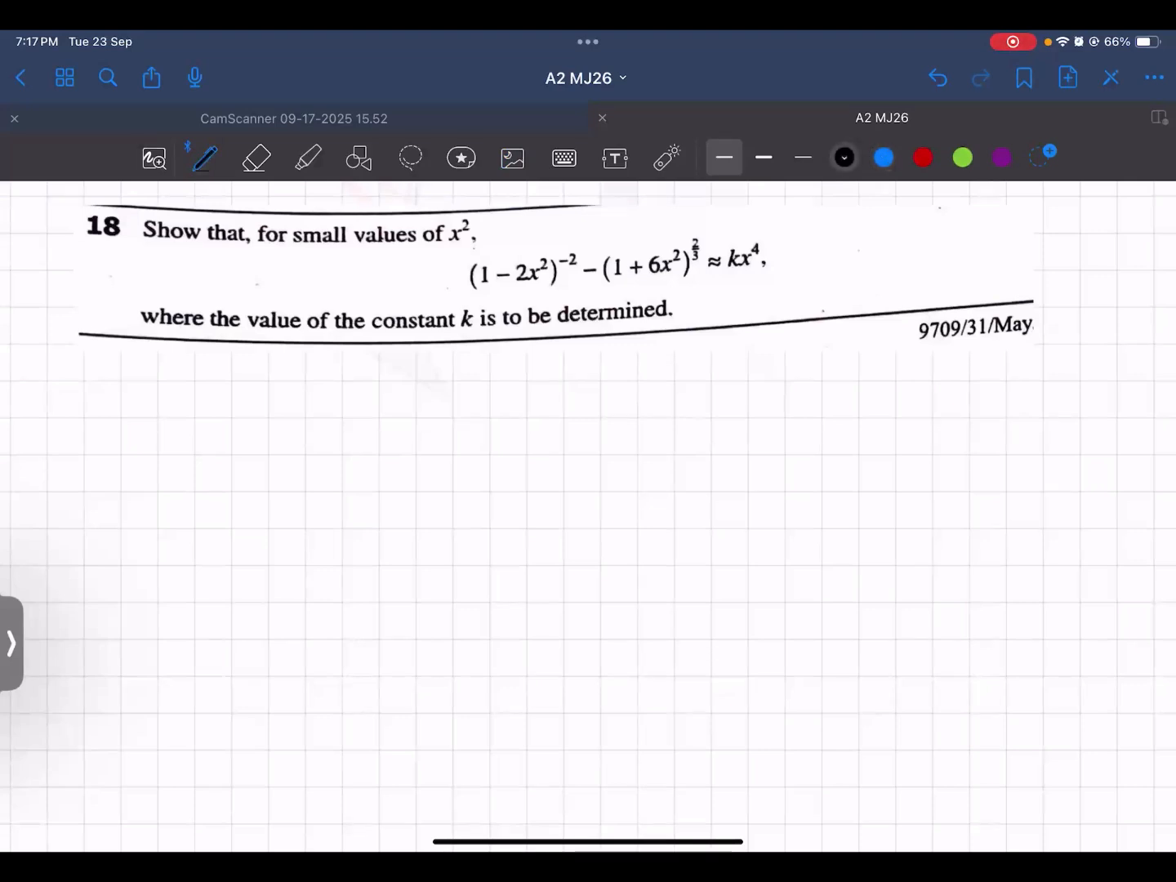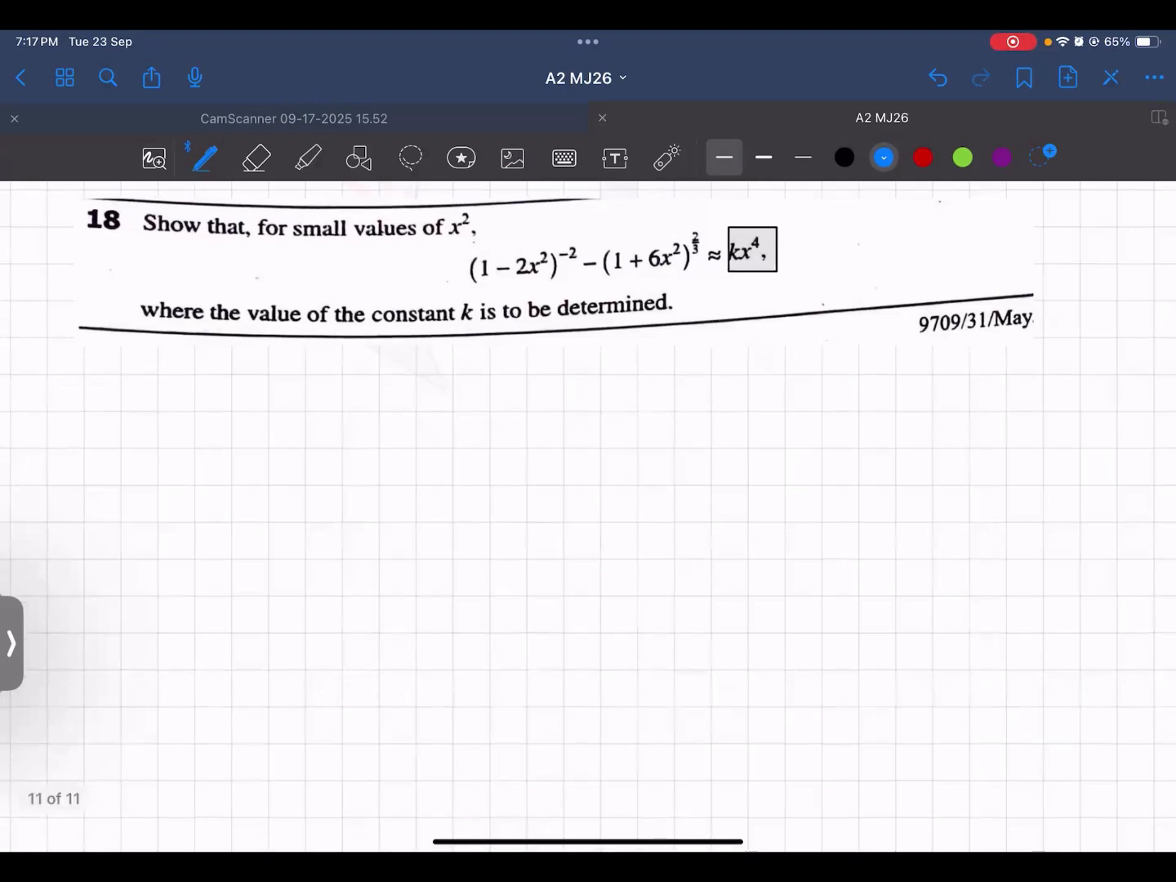And what is k? The k is the coefficient of x power 4. So in both of the bracket expansions, we have to find which term is the x power 4, and then simplify, add them together, and get the value of k. So we'll have to expand the first bracket. This is (1 minus 2x squared) to the power minus 2.